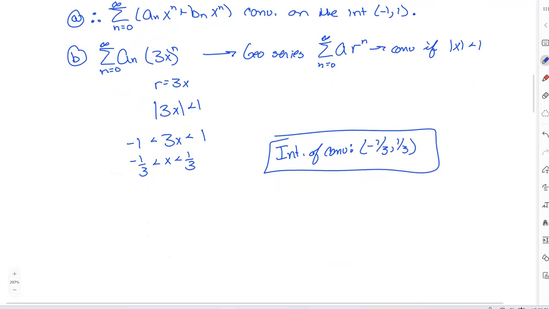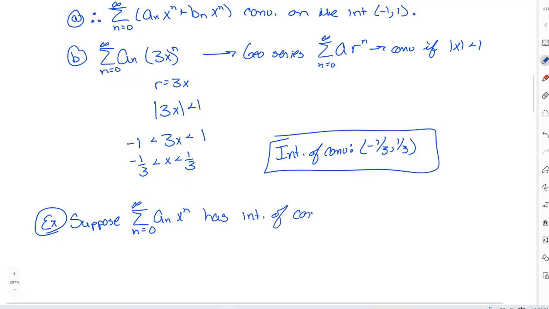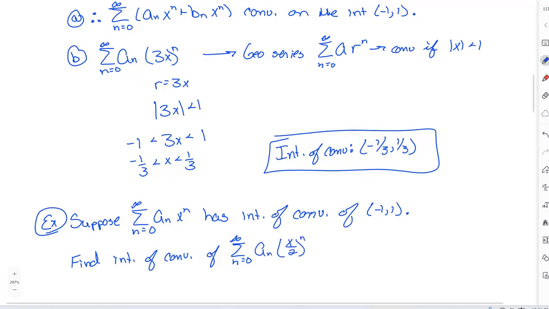Just for fun, let's try another one. Let's suppose that the sum from n equals 0 to infinity of a sub n x to the n has an interval of convergence of -1 to 1, and we want to find the interval of convergence of the sum from n equals 0 to infinity of a sub n times (x over 2) to the n.